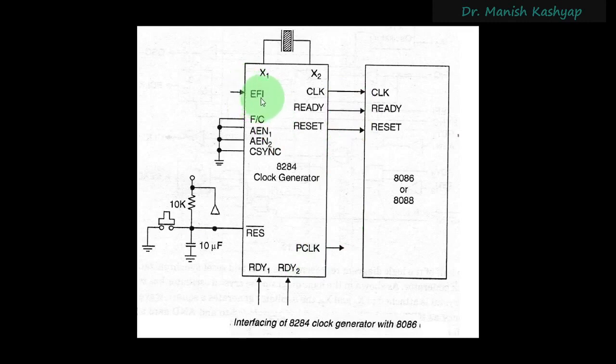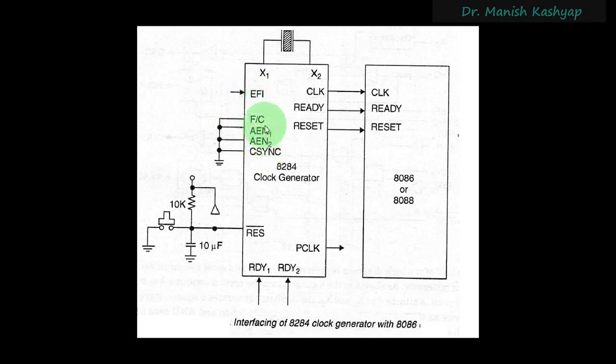Then this EFI input is for external frequency input. To be able to operate this microprocessor, either you can use this crystal oscillator, or you can enable this signal such that the externally applied frequency will be used for this particular microprocessor instead of the crystal oscillator. So this EFI is the pin where you apply that particular signal, right?